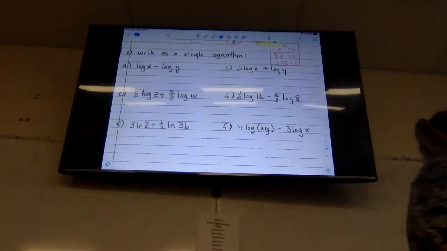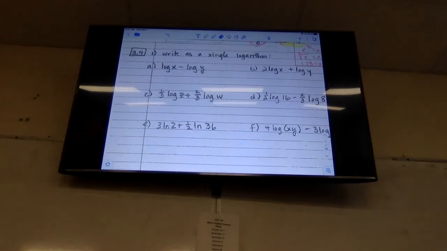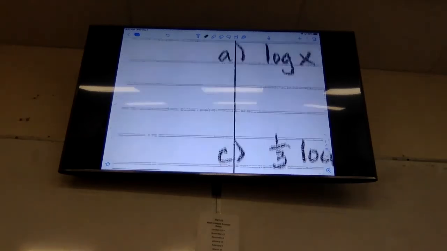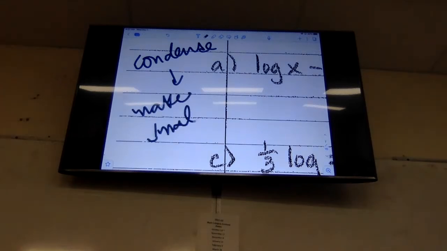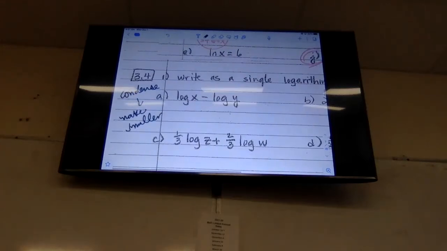So we're starting at the beginning of 3-4. And it says, write as a single logarithm. What's happening here is we're going to do what we call condense it. We're going to condense, or make these smaller. I have it all spread out into multiple logs right now, and we're going to condense it down to just one single log. I think you might have done this already, so let's see what we remember.